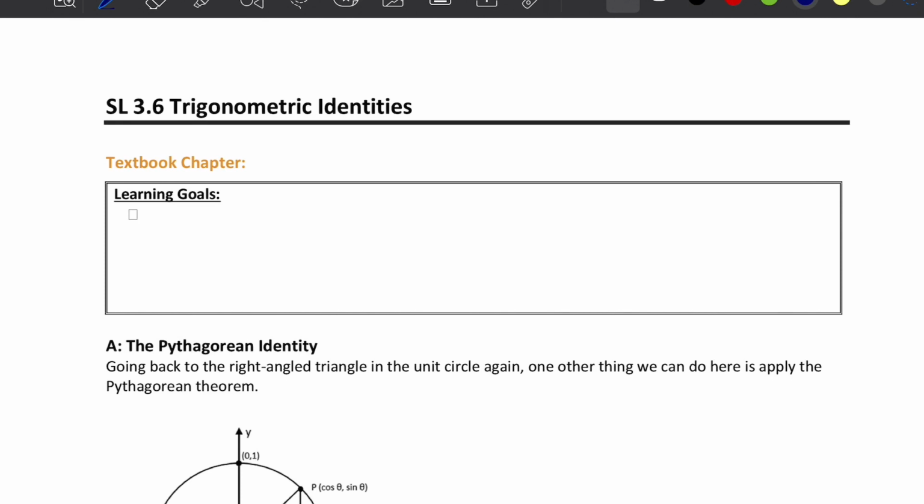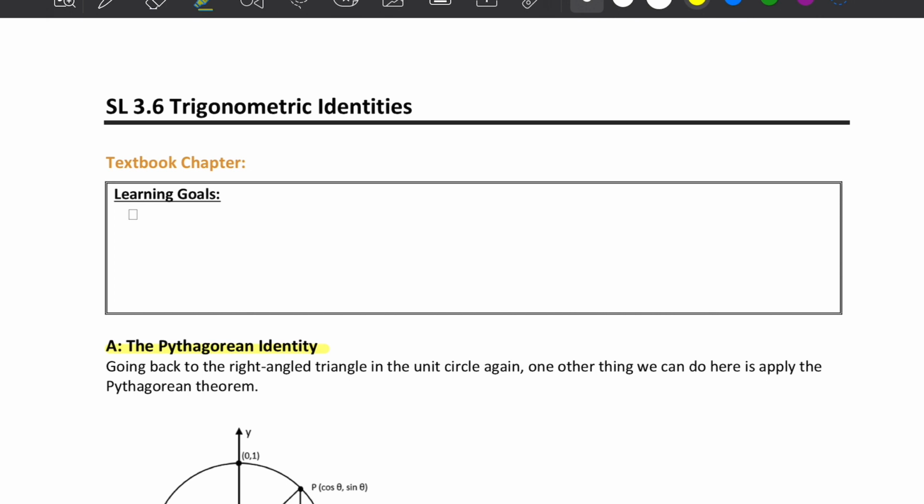Section 3.6, Trigonometric Identities. This section of the curriculum focuses on the trigonometric identities. Pythagorean identities, as the name suggests, are derived from the Pythagorean theorem. According to this theorem, in any right-angled triangle, the square of the hypotenuse is equal to the sum of the squares of the other two sides.